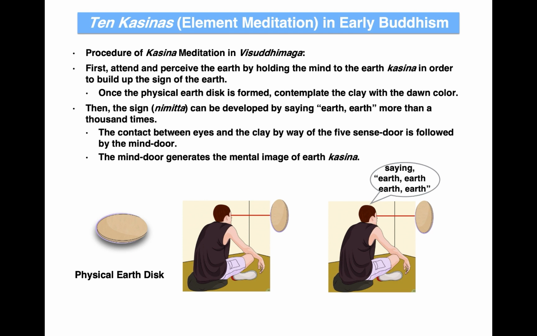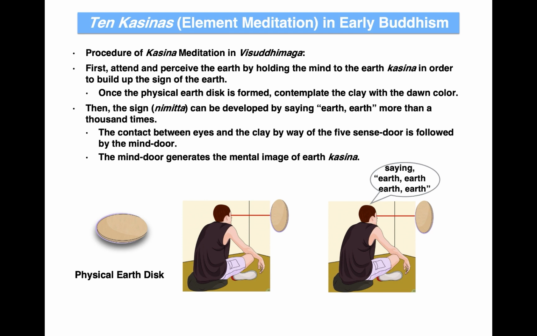If we briefly review the procedure of kasina meditation, the Visuddhimagga explained: first, attend and perceive the earth by holding the mind to the earth kasina in order to build up the sign of the earth. Once the physical earth disk is formed, contemplate the clay with the dawn color. So here is a physical earth disk with a dawn color. Then the sign, nimitta, can be developed by saying earth, earth, earth more than a thousand times.